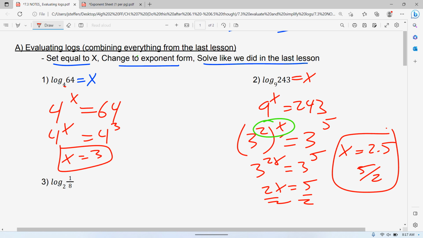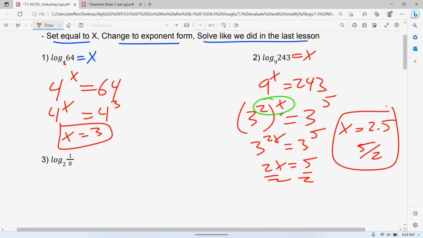Now again, I didn't have a lot of these examples because we just did this in the last lesson. In my opinion, the hard part of this is what we already did in the last lesson. Because setting it equal to x and putting in exponent form, I don't think is too bad. That solving part, I think that is difficult, but we've done several of those last lesson. Any questions so far?